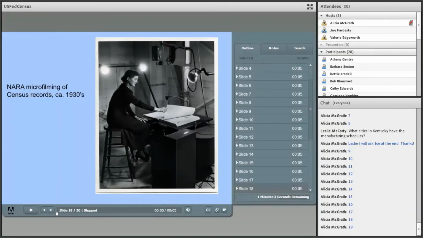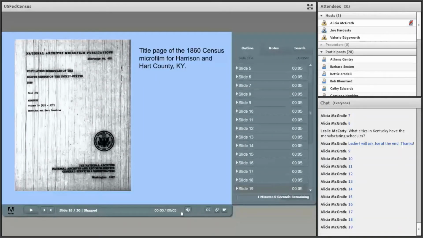And the question that was asked to me recently was, when were these censuses specifically microfilmed? And if you look on the title page, in the bottom right-hand corner, it's kind of hard to read, and I'm afraid to click on the next slide because it'll advance us too fast. But you'll see that the microfilm for Harrison and Hart County was microfilmed, was it in 1967?